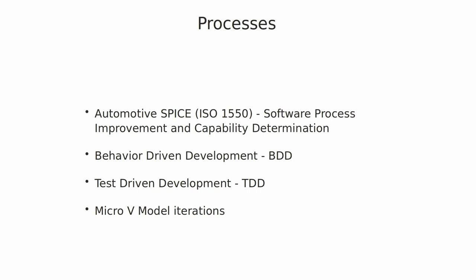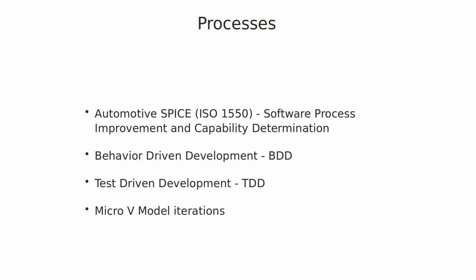Processes that were mandatory. Okay, not mandatory. The first one was mandatory, so mandatory by contract with the OEM, that we fulfill Automotive SPICE, the software process improvement and capability determination automotive flavor of the standard. We were supposed to reach level 2 of this standard. And in order to reach that, we introduced something called behavior-driven development and test-driven development as modern software development engineering practices, in order to reach the high level of ASPICE, but also to be on the cutting edge of software development practices.